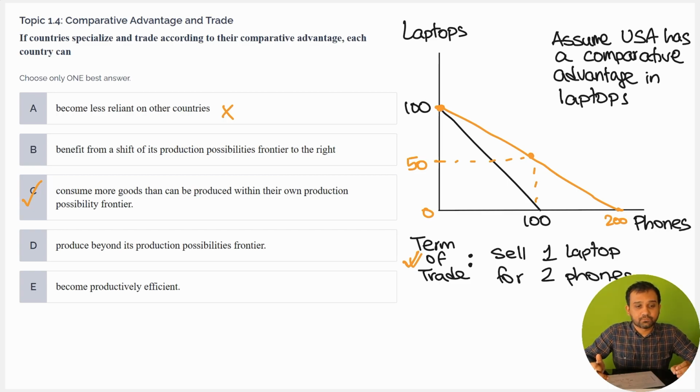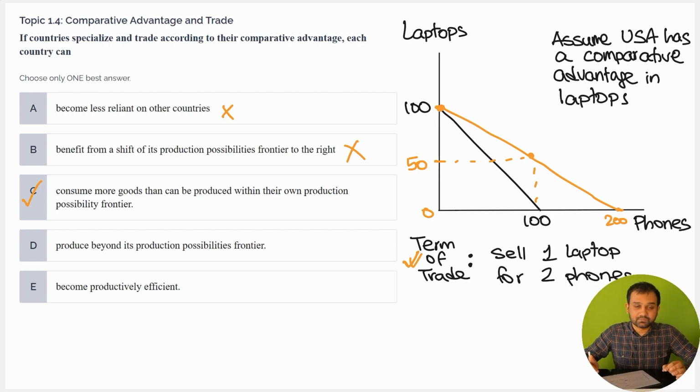Benefit from a shift of its production possibilities frontier to the right. Now you may say the diagram makes it look like there's a shift, right? Well, the orange line is only showing consumption possibilities. It's not showing the production possibilities. Production possibility curves or frontiers can only shift if there's an increase in the quantity or quality of resources available, or if USA saw an improvement in its technology. So trading does not increase production capacity and thus the PPF in any way. So you can cross out B.